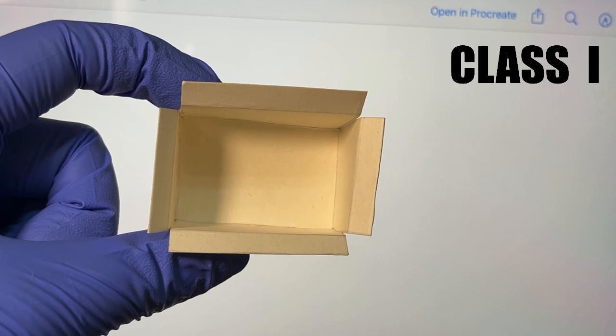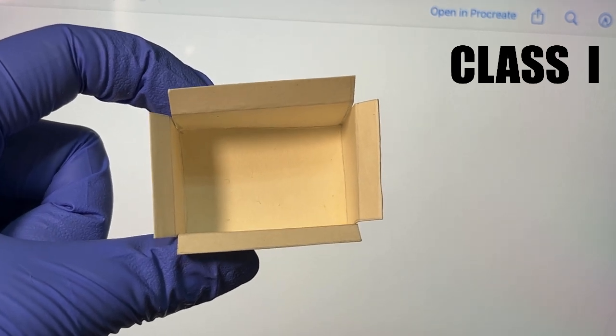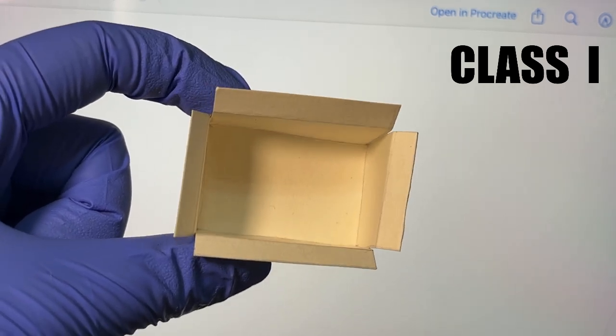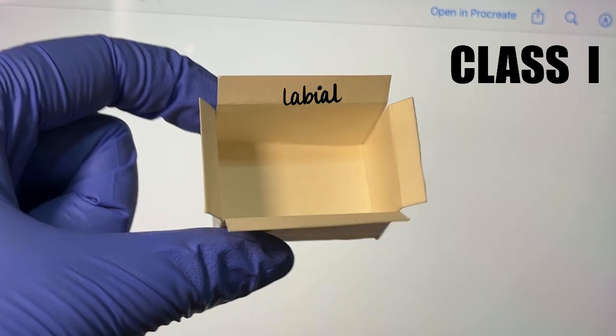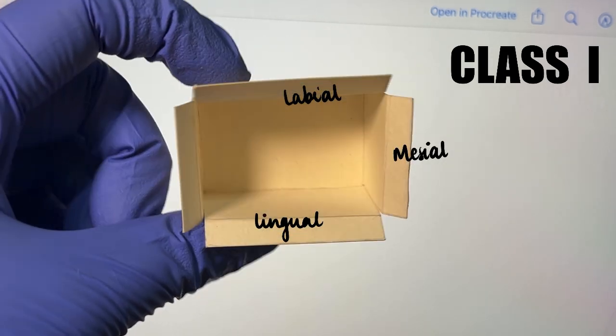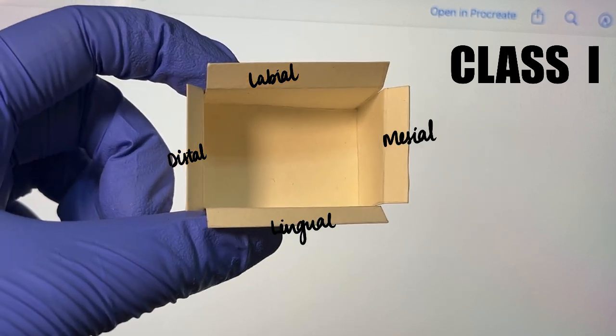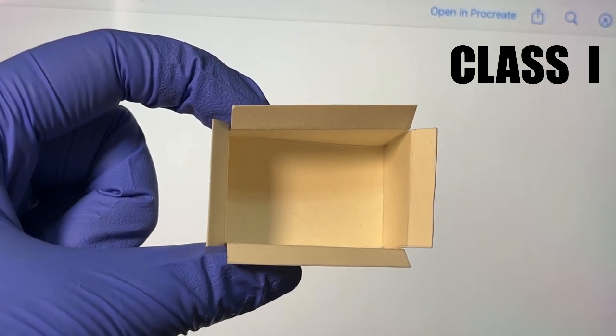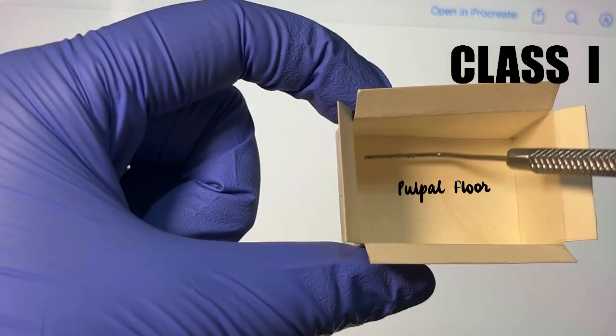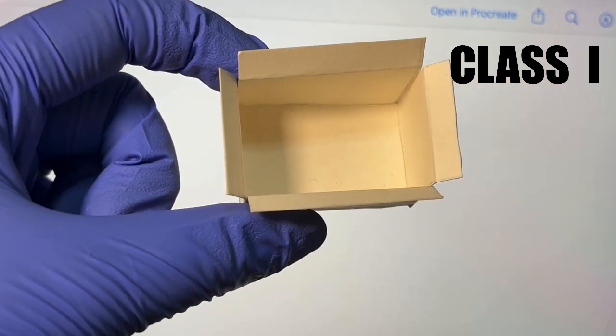A quick concept of what are external and internal walls. External walls are the prepared surfaces of the tooth that extend to the external surface of the tooth. For example, the labial wall, the lingual wall, the mesial wall, and the distal wall. Internal walls are those surfaces of the tooth that don't extend to the external surface of the tooth. For example, the pulpal wall and the axial wall.